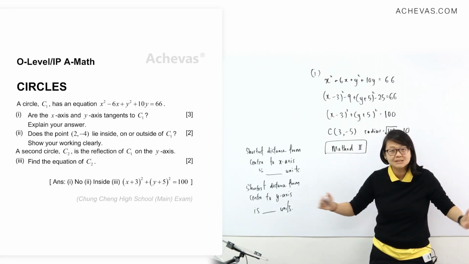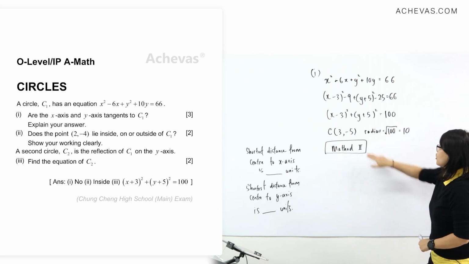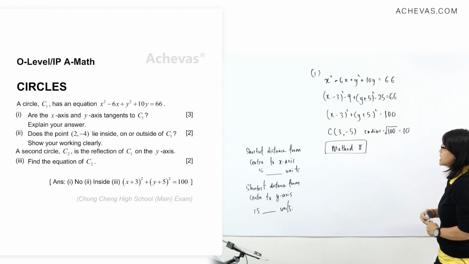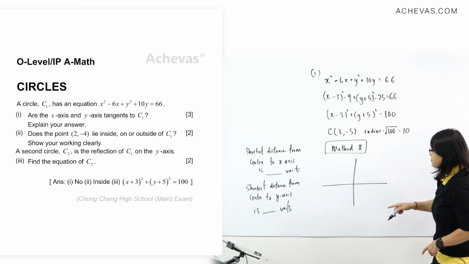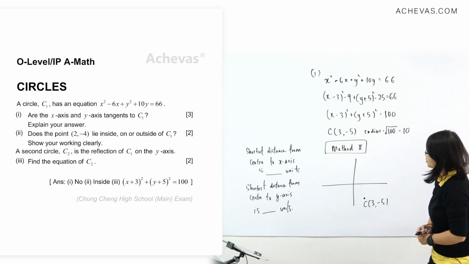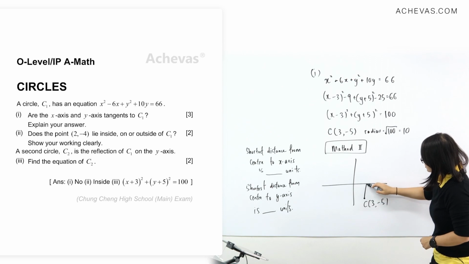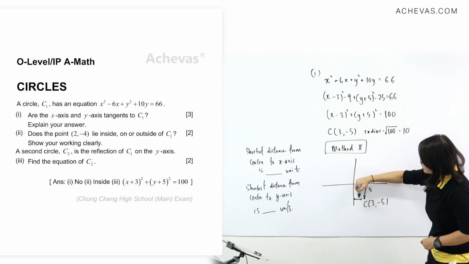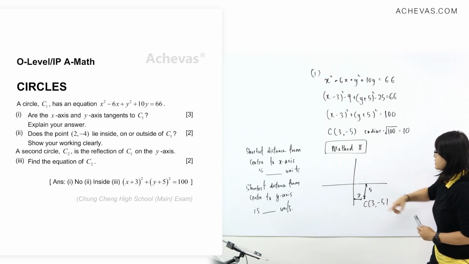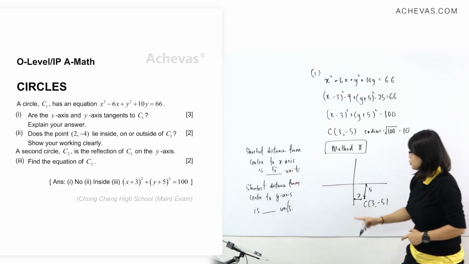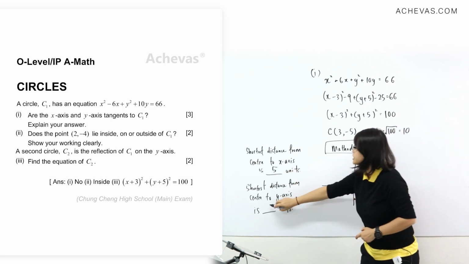Now let's take a look at method number 2 here. I'm still going to make use of center of circle and also radius. What I'm going to do is I'm going to plot the coordinate axis. I'm going to place 3 and negative 5 in here. So 3 and negative 5 roughly here. Let's discuss the shortest distance to both the axes. So you notice this one here is 5 units. And this one here is 3 units. So shortest distance from center to the x-axis here is going to be 5 units. And to the y-axis here, it's going to be 3 units.